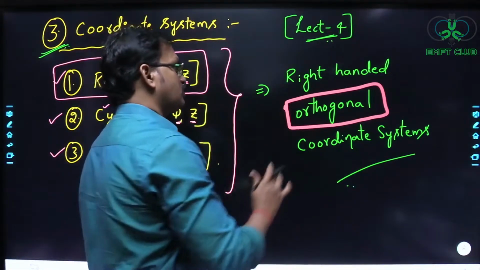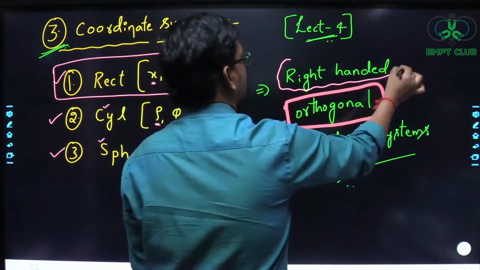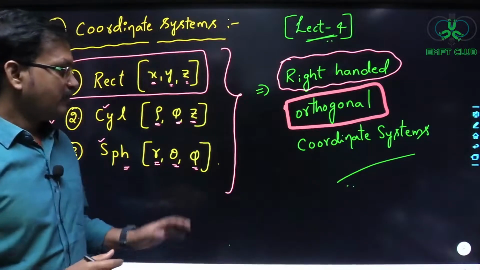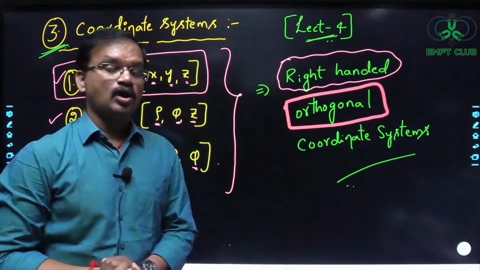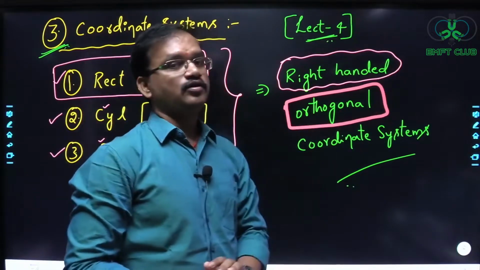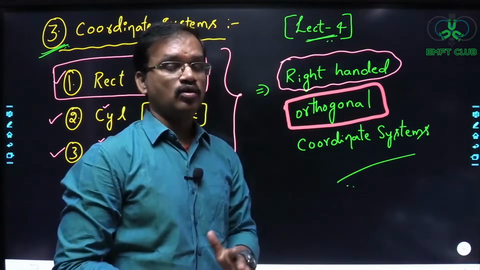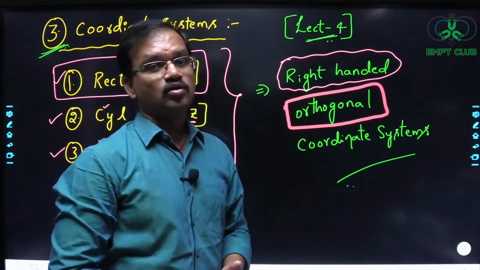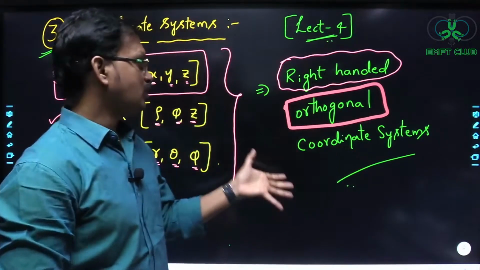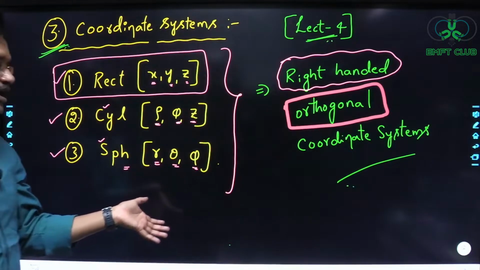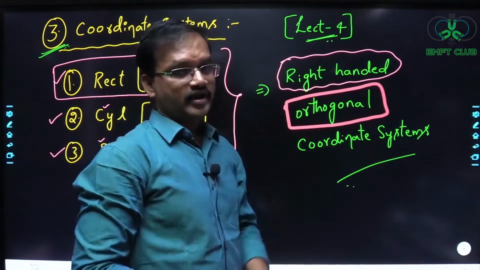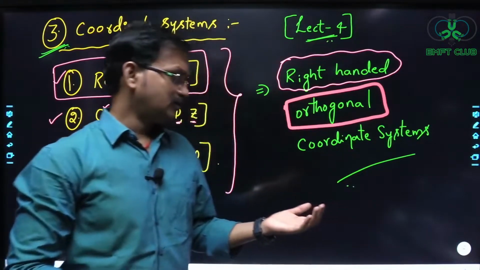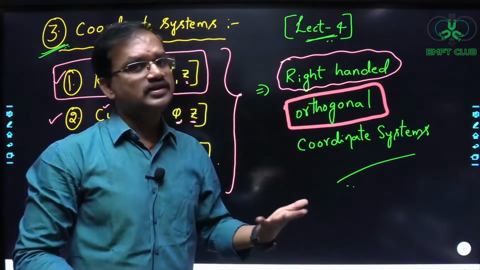Now comes the question, why are we calling it right-handed? What is the reason behind that? Whenever we draw the coordinate axes, we follow the right hand rule. That's why we call it a right-handed coordinate system. Overall, we call all these coordinate systems right-handed orthogonal coordinate systems. What is this right hand rule and how to follow it? All those things we will study.